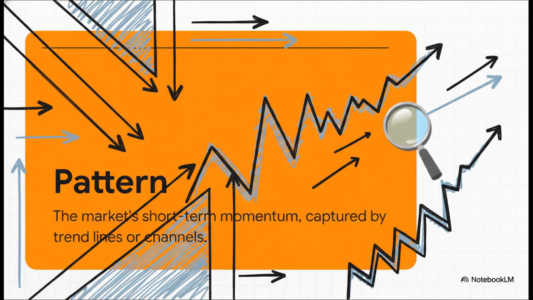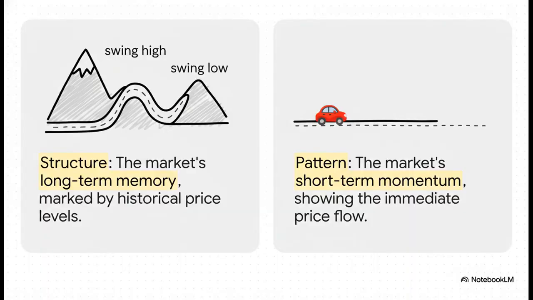Now, if structure is that long-term memory, pattern is the market's short-term momentum. It's the immediate flow of the price. What's happening right now? You can usually capture this by drawing simple trend lines or channels that show the current conversation between buyers and sellers. So to put it really simply, structure provides the major landmarks on our map. Pattern tells us which direction the car is driving at this very moment. You need both, for sure, but they reveal totally different things about where the market might be heading.